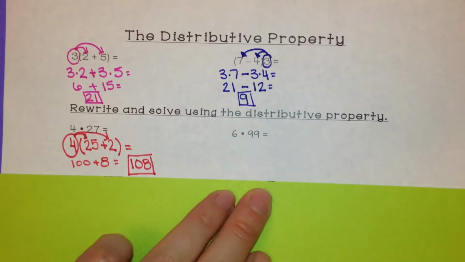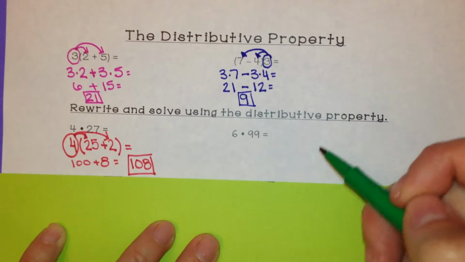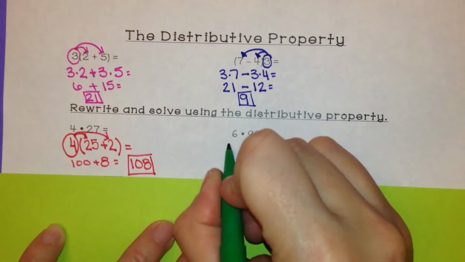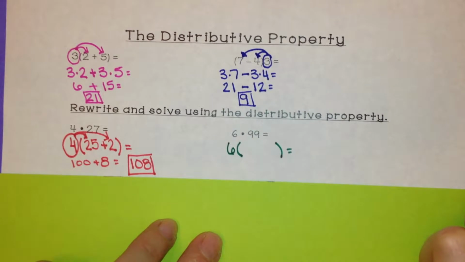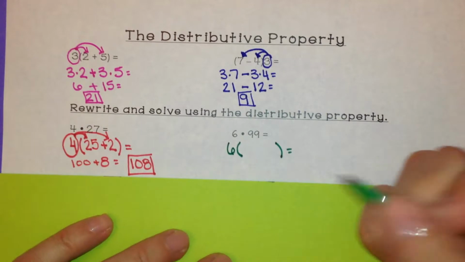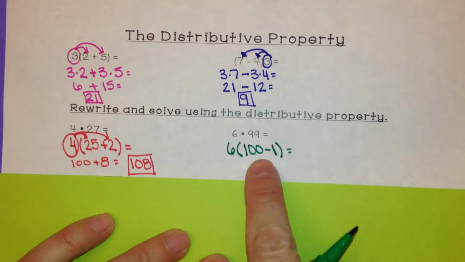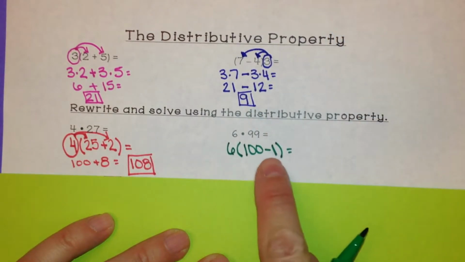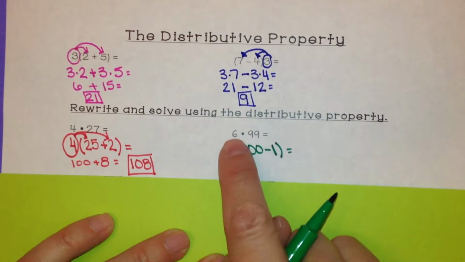Over here, we have 6 times 99. Again, I could write it out, put my numbers vertically and multiply. Or I can do 6 times some value that'll equal 99. Well, 100 is really close to 99, and 6 times 100 is 600. And so I can just do 100 minus 1. 100 minus 1 gives me the value of 99. So when I actually multiply, I can use the distributive property to get my answer.